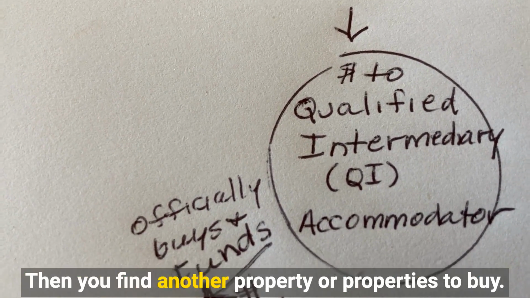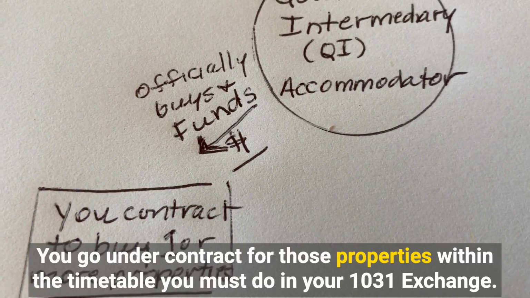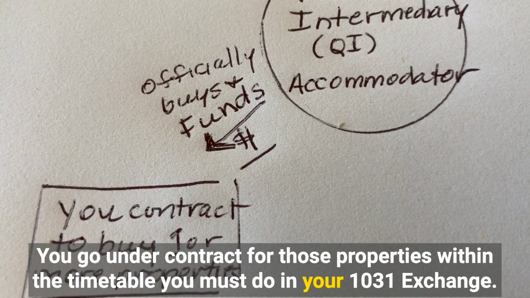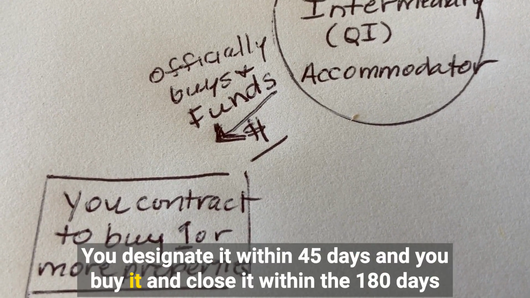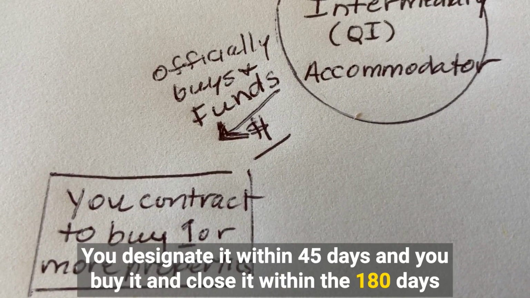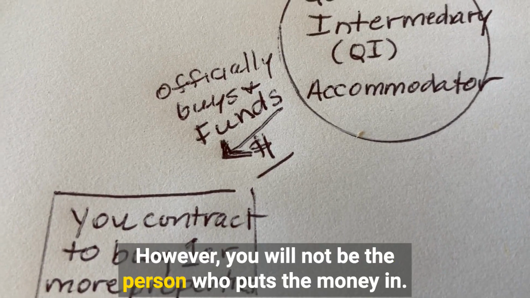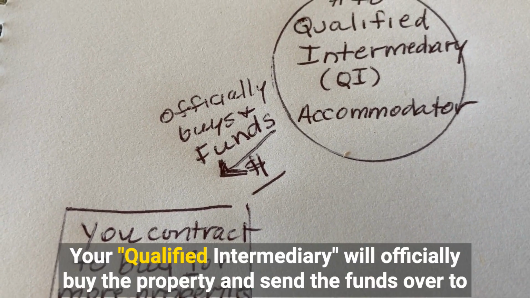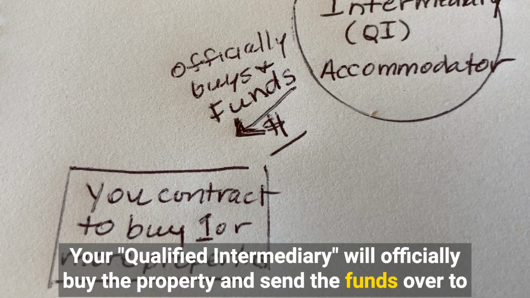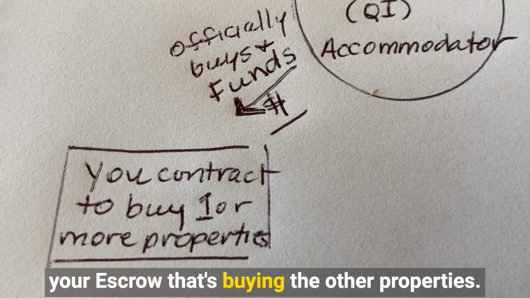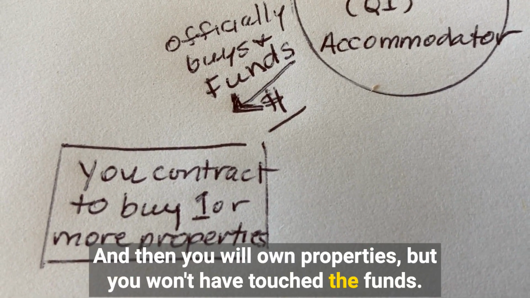Then you find another property or properties to buy. You go under contract for those properties within the timetable you must do in your 1031 exchange. You designate it within 45 days and you buy it and close it within the 180 days after you've closed the first property. However, you will not be the person who puts the money in. Your qualified intermediary will officially buy the property and send the funds over to your escrow that's buying the other properties. And then you will own properties, but you won't have touched the funds.